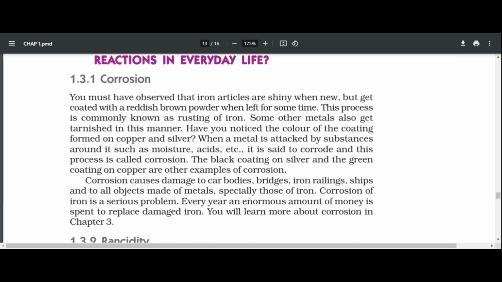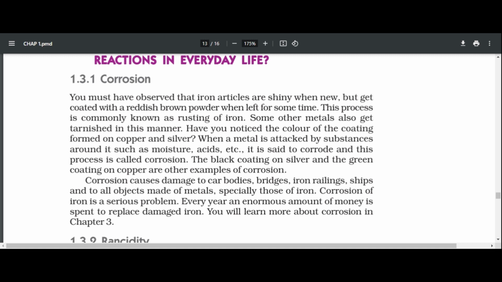1.3.1 Corrosion. You must have observed that iron objects are shiny when new, but get coated with a reddish brown powder when left for some time. This process is commonly known as rusting of iron. Some other metals also get tarnished in this manner. Have you noticed the color of the coating formed on copper and silver?